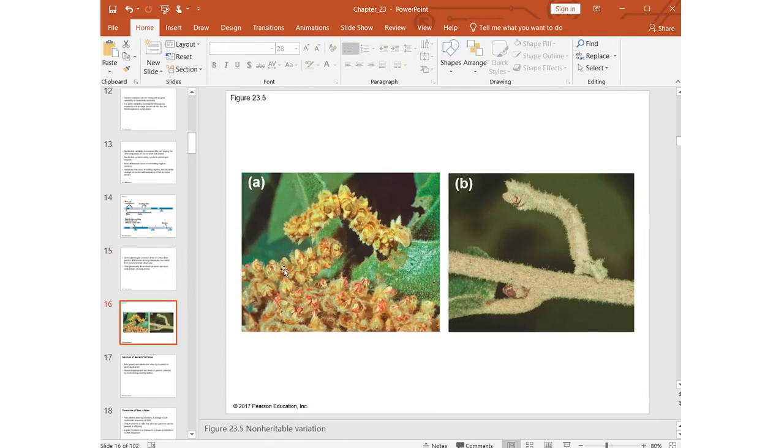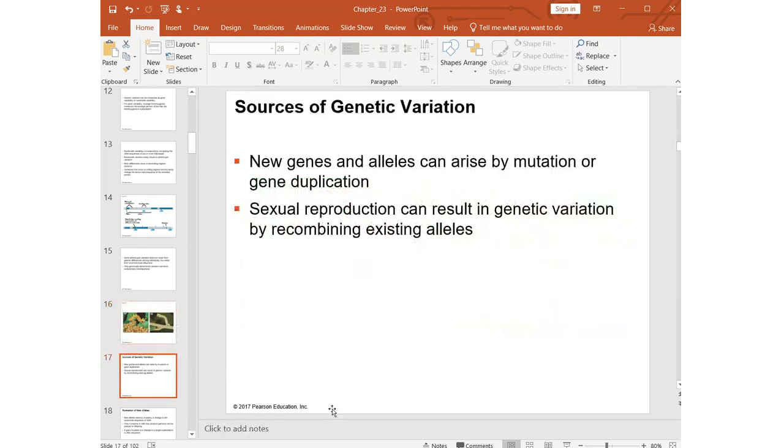And so here's an example of some caterpillars. Here's one form, and here's another form of a caterpillar, and it's kind of camouflaged as a twig. So we should look at sources of genetic variation.